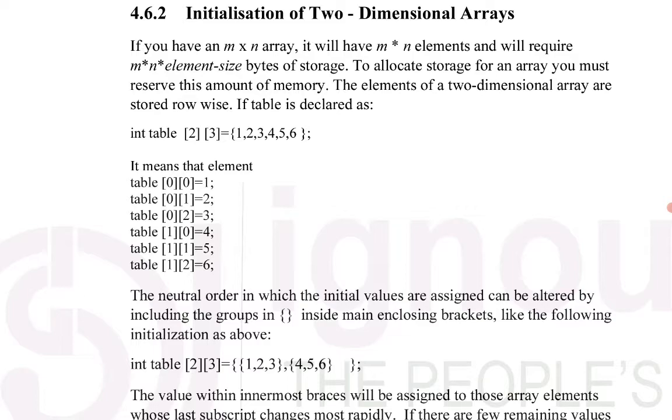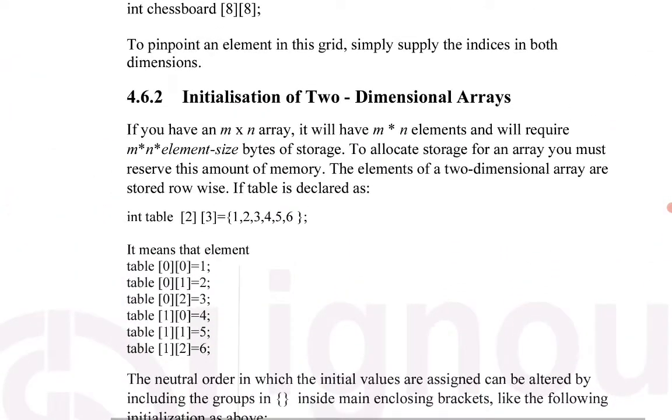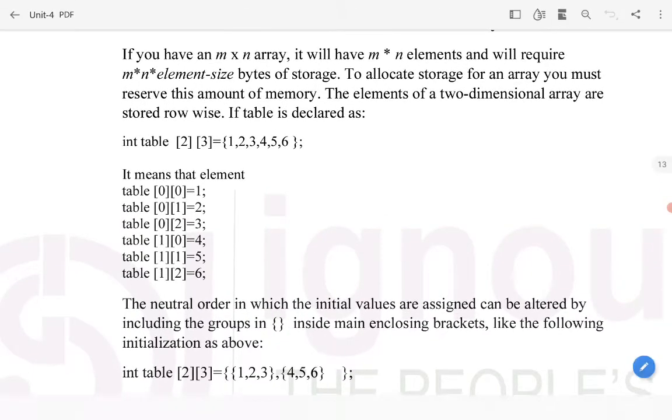This is a simple example: int table[2][3], that is, a total of 2 rows and 3 columns. Here we declare 2 rows and 3 columns, so a total of 6 elements are there. Here we also initialize this array: 1 2 3 4 5 6. So table[0][0] is 1, table[0][1] is 2, like that, in natural order. This is the declaration and initialization of two-dimensional arrays.